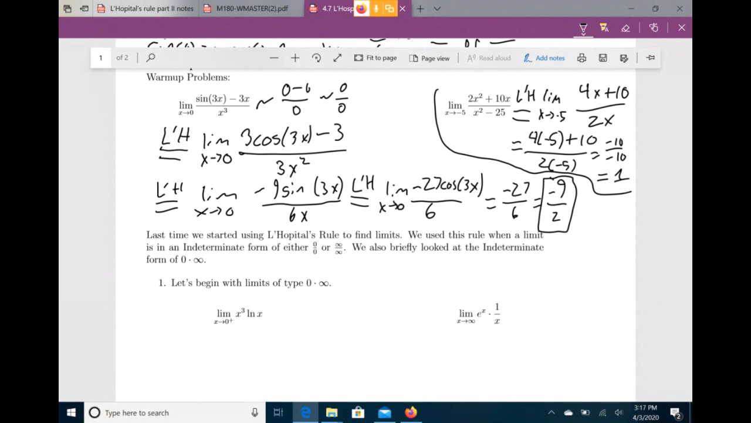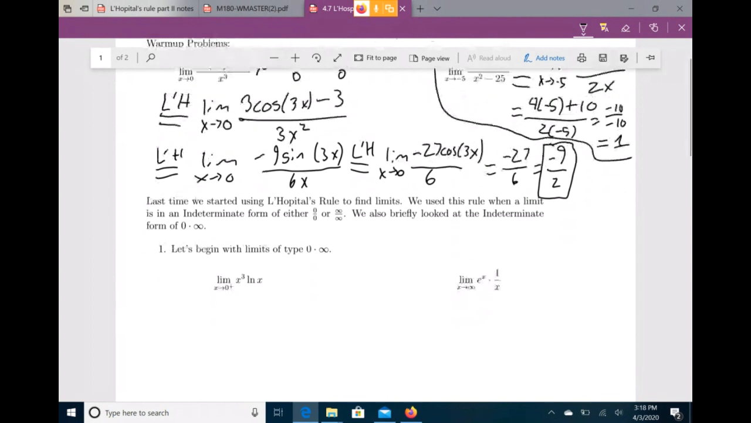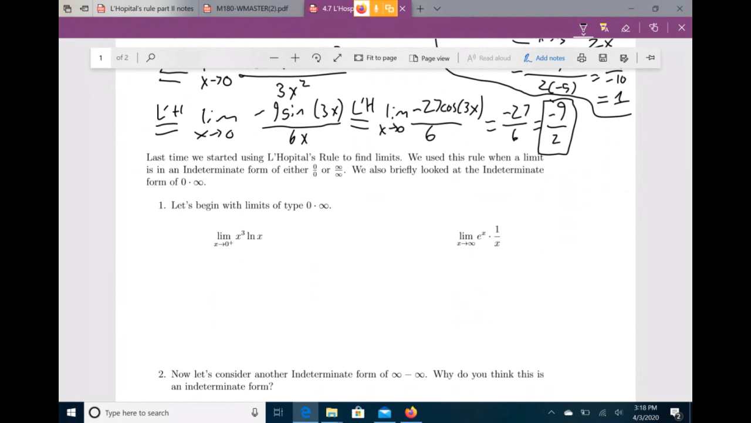So we've looked at 0 over 0, and if they'd been infinity over infinity, it would work out the same way. All right. So now we're going to look at a few other types of indeterminate forms. The next one will be 0 times infinity.